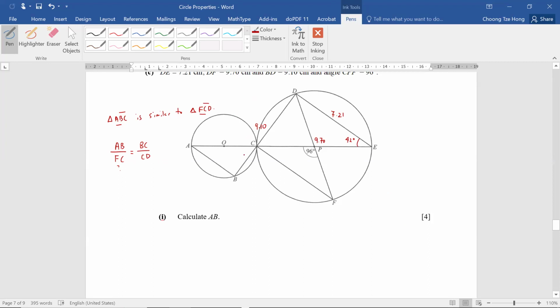Okay, then the next part would be BC. I don't know, but can I find it? Okay, so I also don't know. Okay, then CD. Am I able to find CD or not?